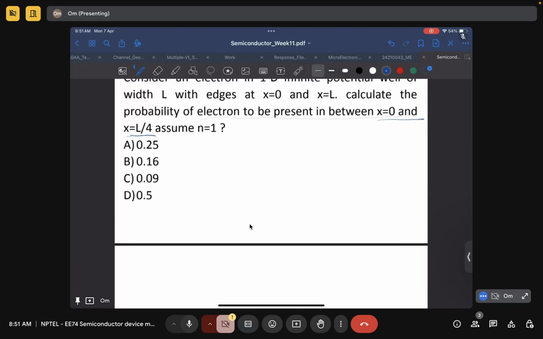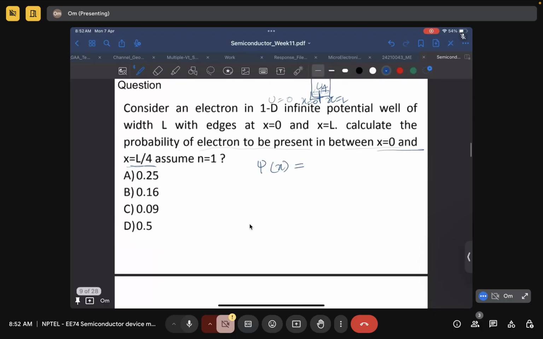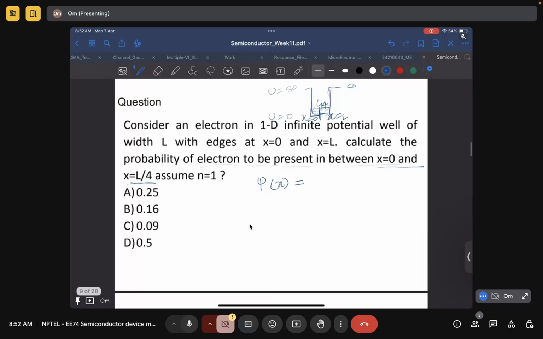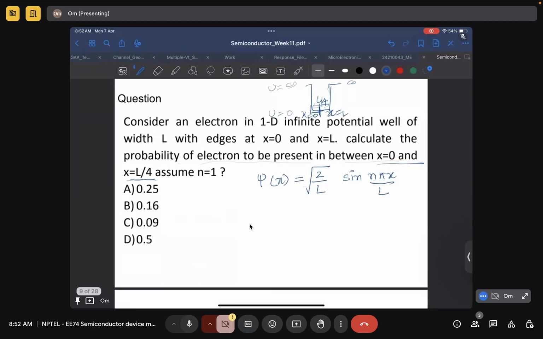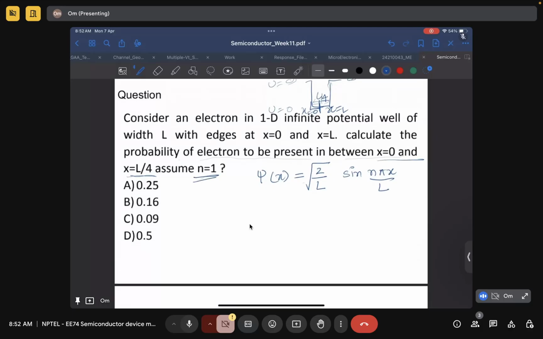So we know that psi of x for this infinite potential well is, this we just found out, right? Psi x for this infinite potential well is under root 2 by L sine n pi x upon L. Now they have given assume n equals 1, so we will take n equals 1 now. So if I just remove this n. Now we know that we have to find 0 to L by 4, mod psi square dx equals question mark. This is what we have to find.